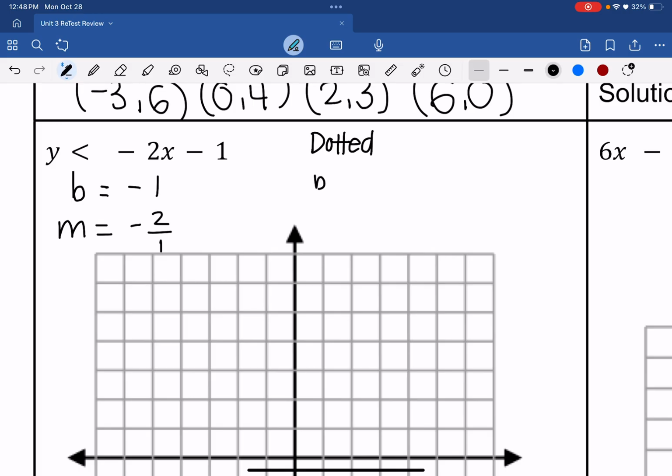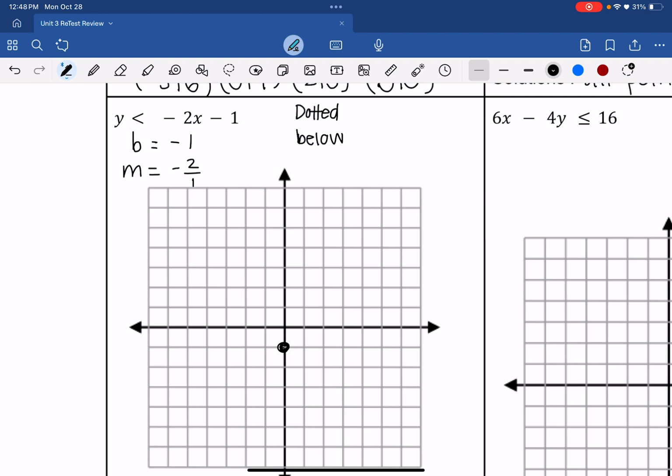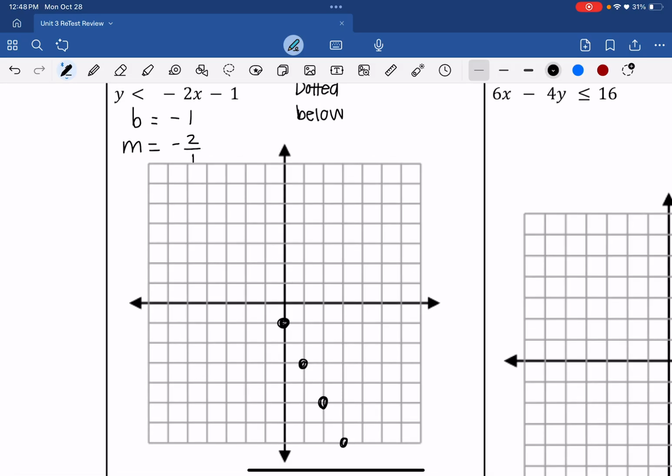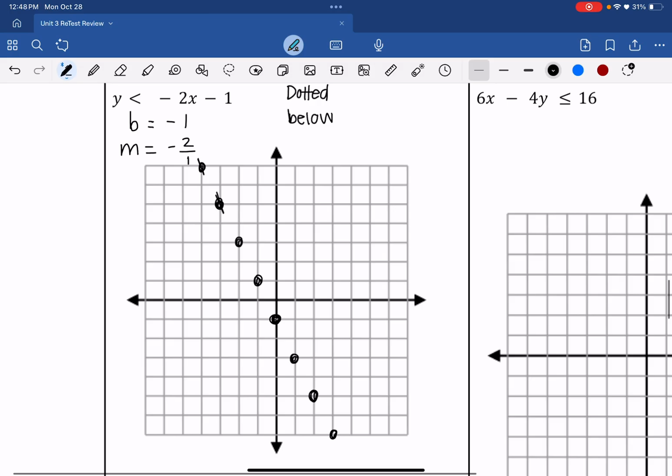And then I'm going to shade below the line, because this inequality looks like my left hand when I hold up L's. So I start at negative 1. Because it's a negative 2 slope, I'm going to fall 2 and run 1 until I run out of room. All right, once I'm done plotting my points, then I go ahead and shade the line that I need. So this is going to be a dotted line because it's not equal to. And then because I shade below, I shade the side that's underneath the y-intercept.